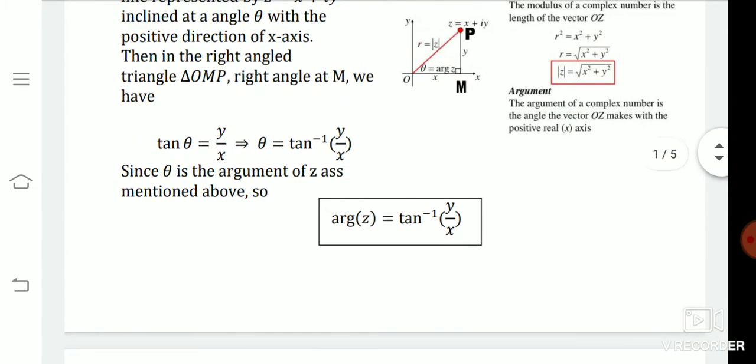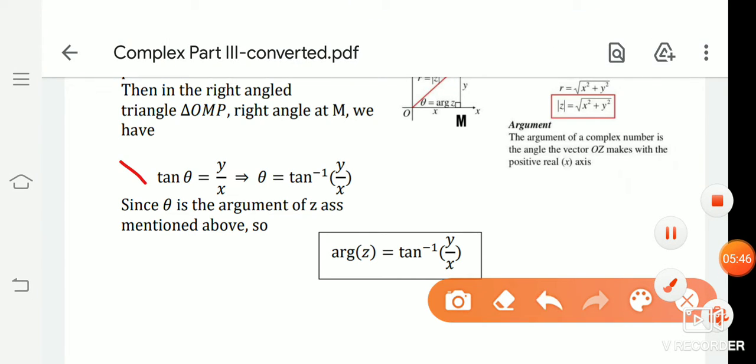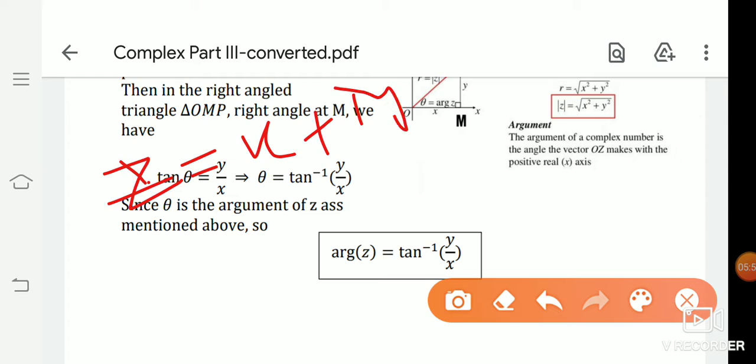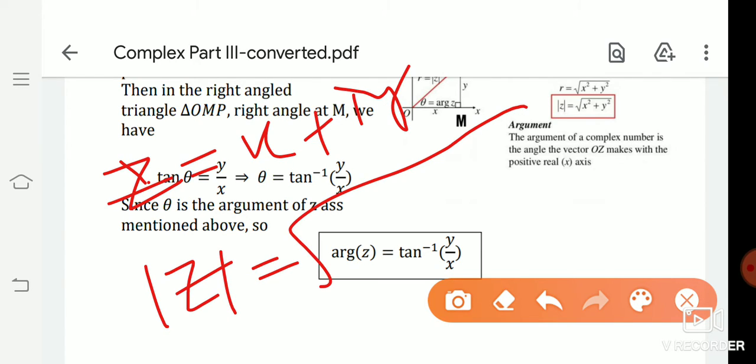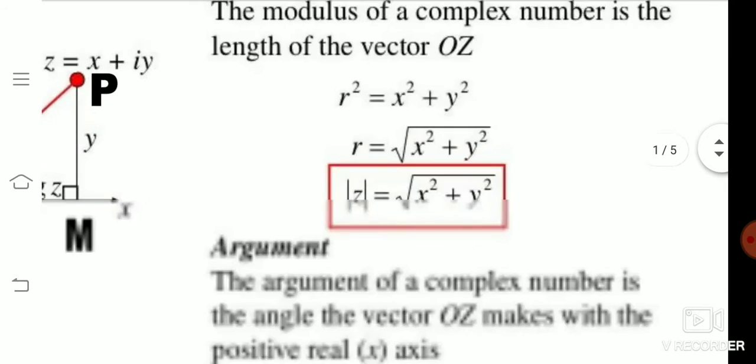And what is the modulus? Modulus means if z equals x plus iy, then the modulus is denoted by mod of z, and it is simply the root over the sum of squares, x square plus y square. Okay, this is the modulus of z. Write this in your copy.